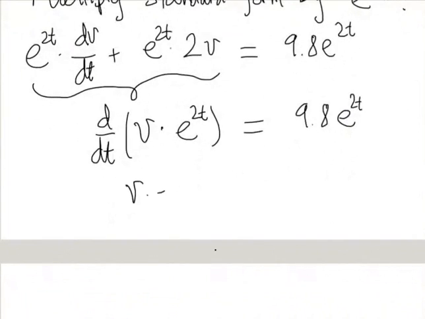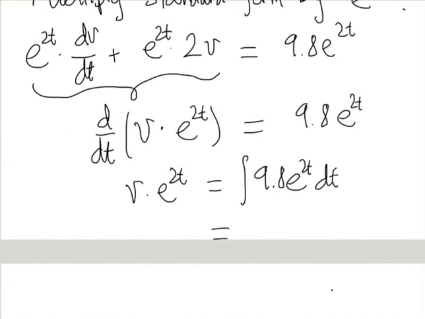And then we integrate. We have v e to the 2t equal to the integral of 9.8 e to the 2t dt. And so we get 4.9 e to the 2t plus c. On the left side, we have v e to the 2t.